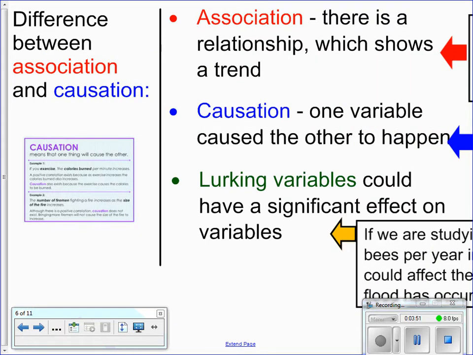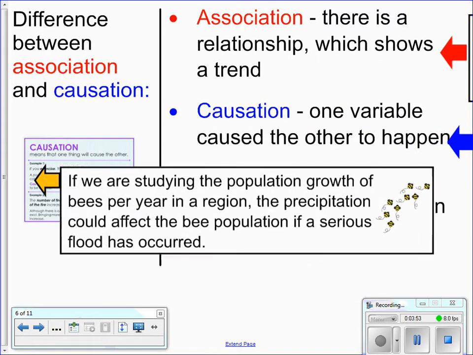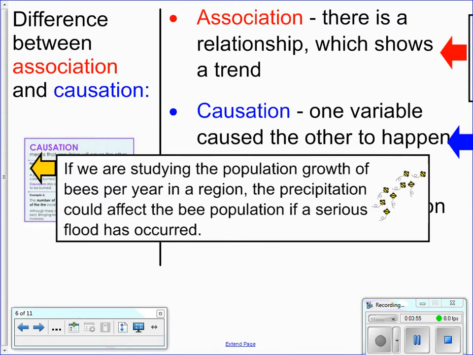And then a lurking variable is they're studying the population of bees, and then suddenly there's a serious flood. So you can't really say that that's a really good relationship because that flood, which doesn't happen all the time, affected the data.